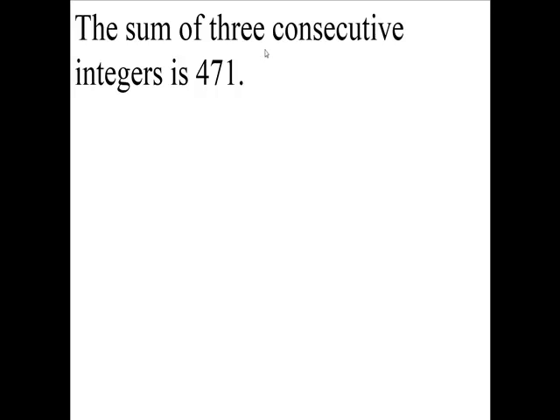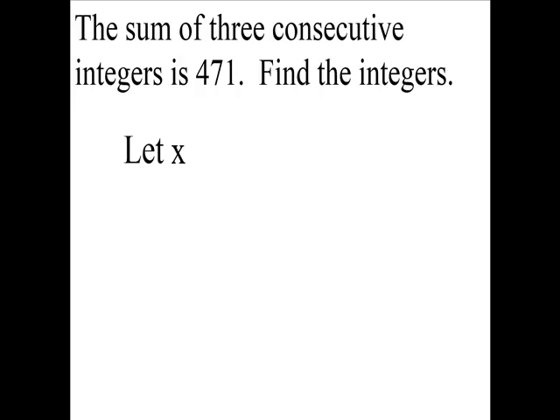The sum of three consecutive integers is 471. We want to find the integers. Okay, first of all, let x be the first integer.